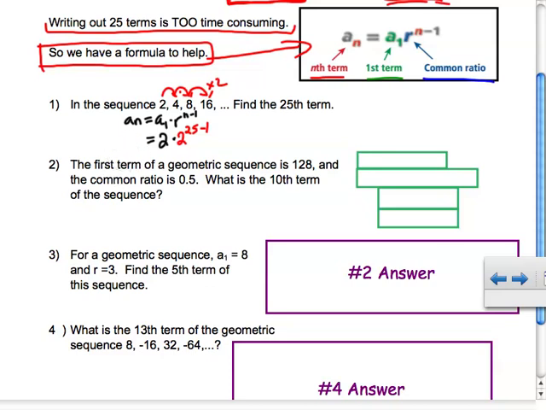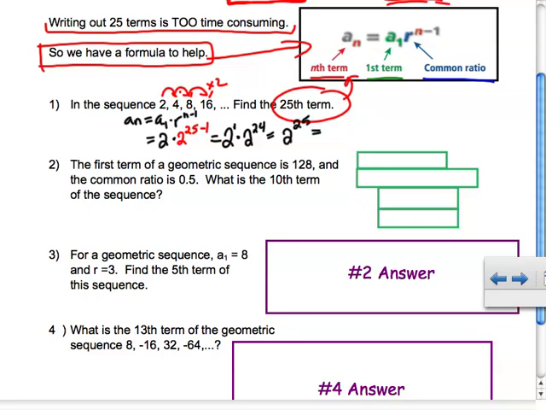A sub n means the nth term. I want to find the 20th term. So that's what I'm still looking for. Like I said to you earlier, grab your calculators. You should have your calculators out. And what we have here is 2 times 2 to the 24th. That's really the same, if this is a 1 here, as 2 to the 25th.